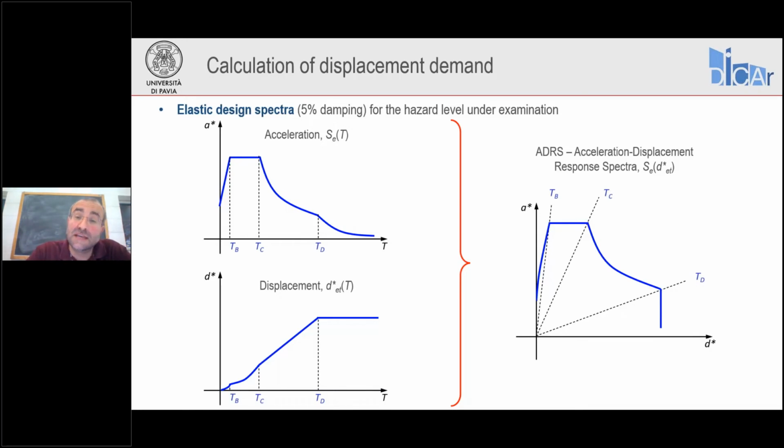And you see that in this ADRS format, diagonal lines radiating from the origin of the axes correspond to different periods. So you can identify here TB, TC, and TD, the transition periods between the different branches of the spectrum. Actually, the slope of these radiating lines is equal to 4π² over T², to be exact, but they correspond directly to periods.